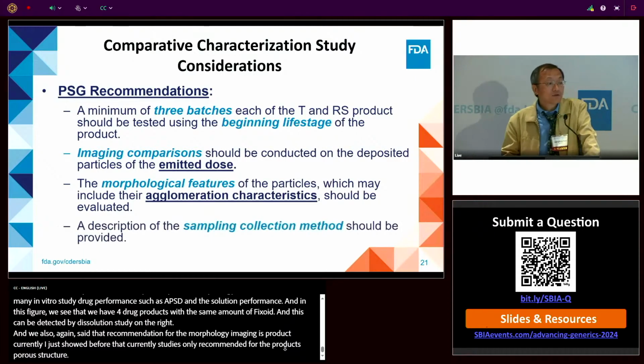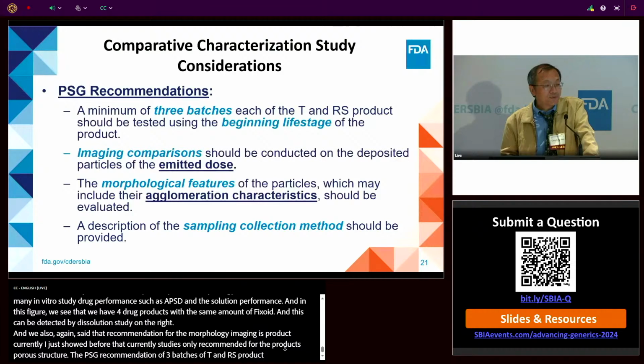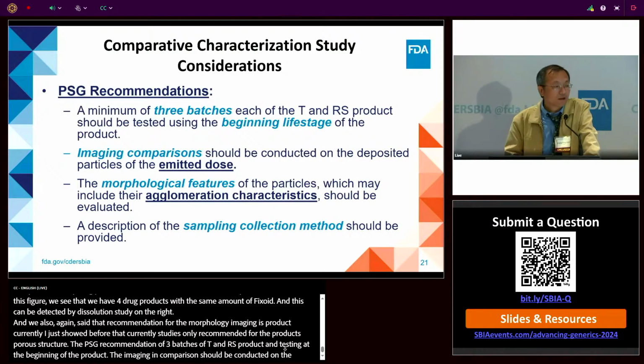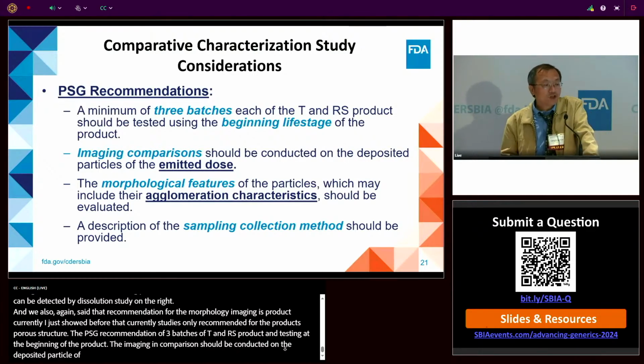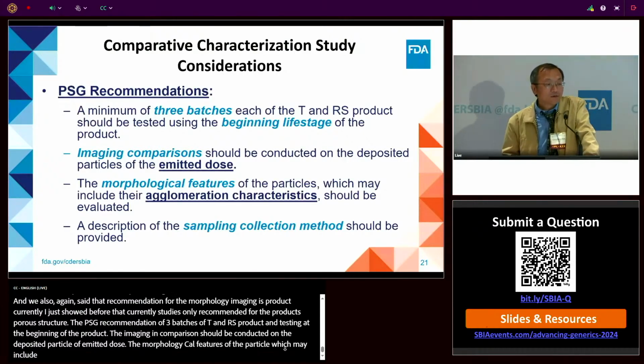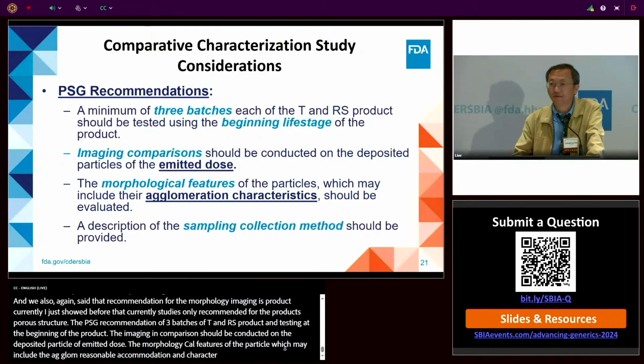The PSG recommended 3 batches of T and RLD products tested at the beginning stage of the product. The imaging comparisons should be conducted on the deposited particles of the emitted dose. The morphological features of the particles, which may include the agglomeration and characteristics, should be evaluated. A description of the sample collection method should also be provided.